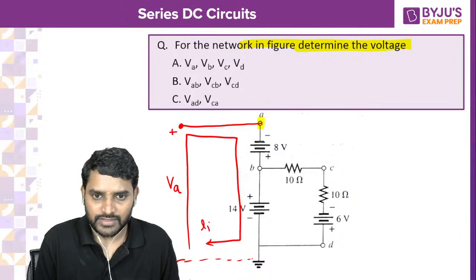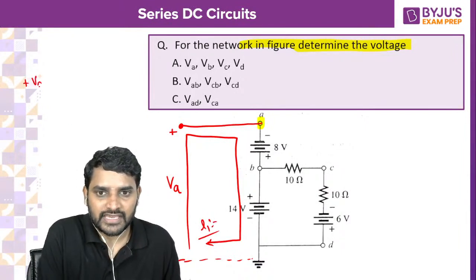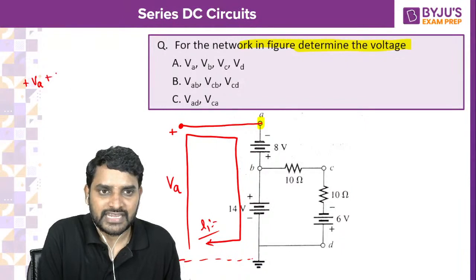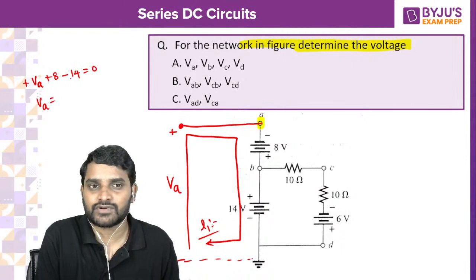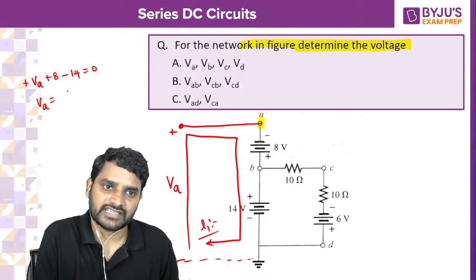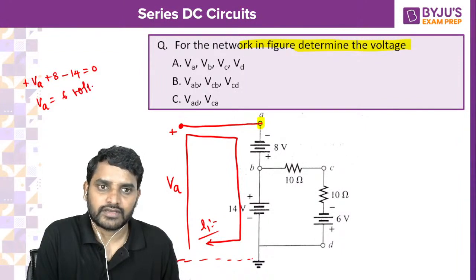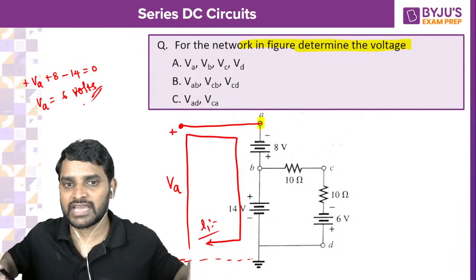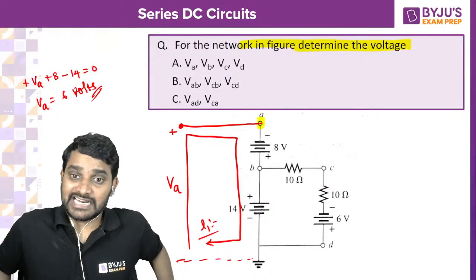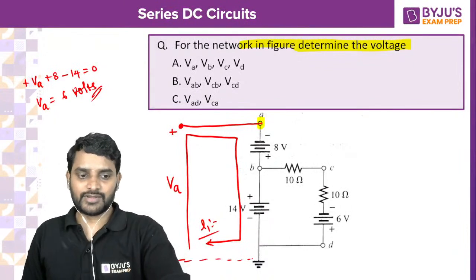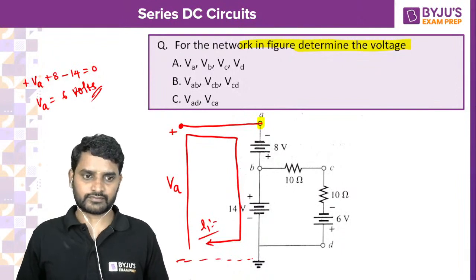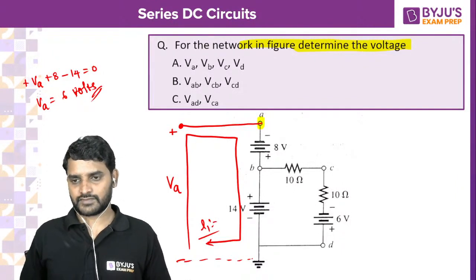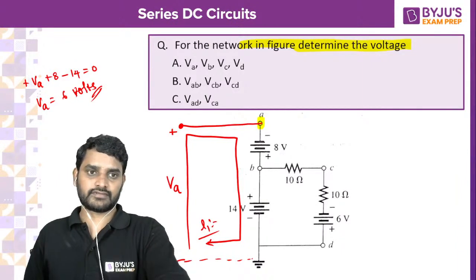So VA is going to be loop 1, everybody. Plus VA, I am considering leaving polarities, plus 8 minus 14 is equal to 0. So VA is equals to 8 minus 14, it will be around 6. Yeah, 6 volts. Is it clear? How do you calculate VA? Similarly, VB also. Can you tell me what is VB now? Raju is saying 18. How is it 18?